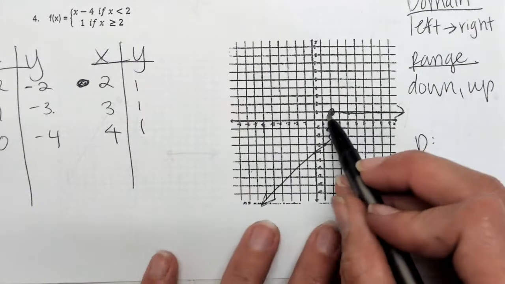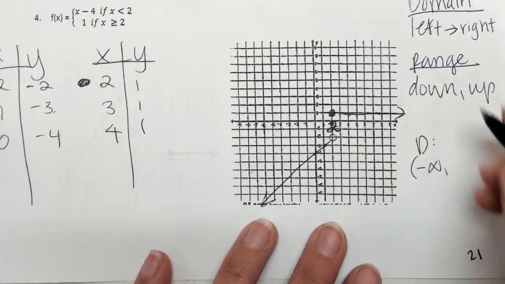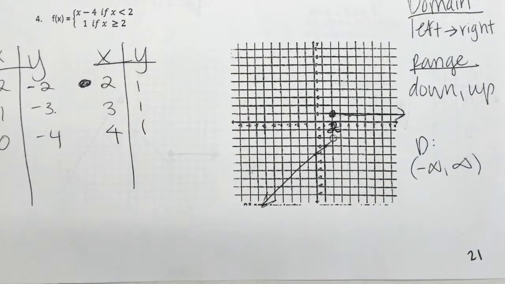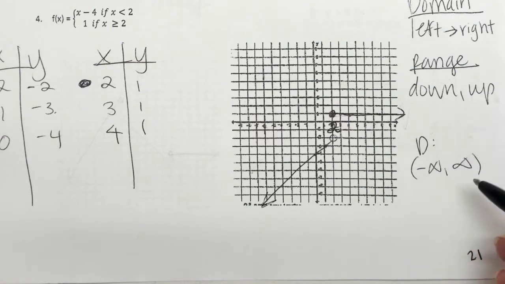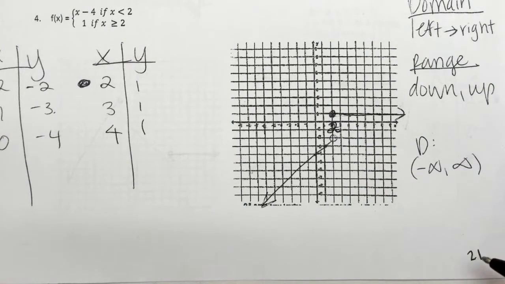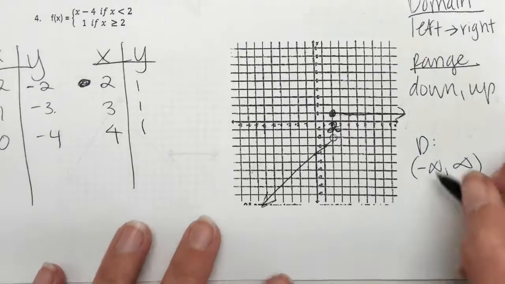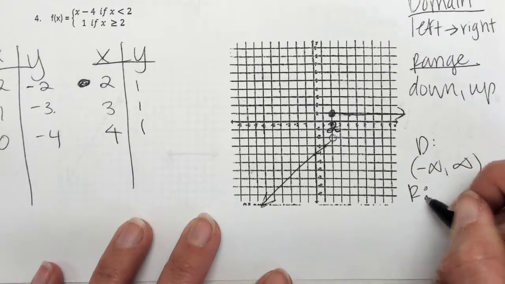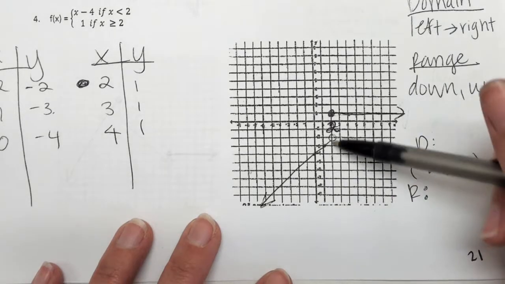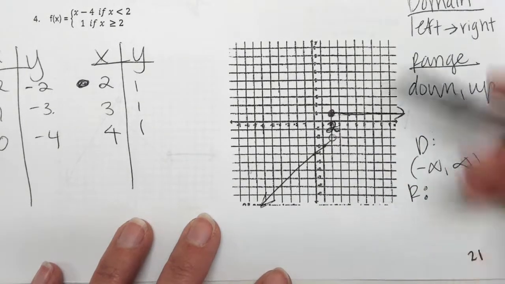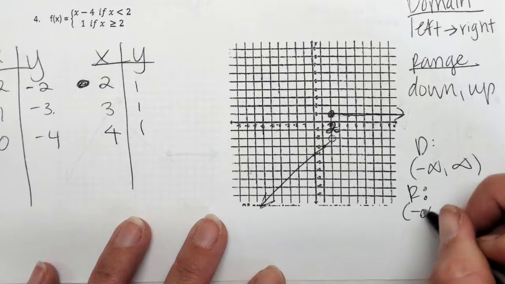Okay? So how far right does this graph go? Infinity. And for piecewise functions, it will almost always be negative infinity to infinity for your domain. Almost always. Now for your range, this is where it gets tricky. How far low is this graph going? Negative infinity. Good.